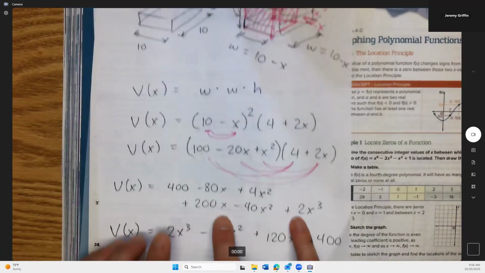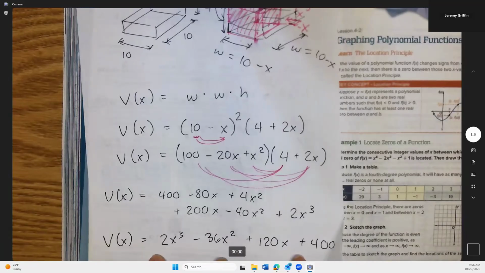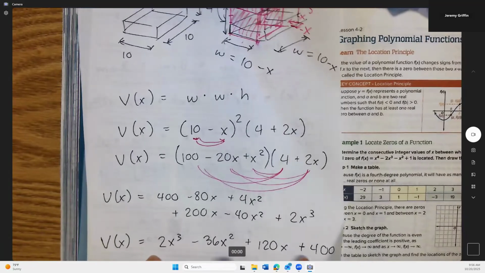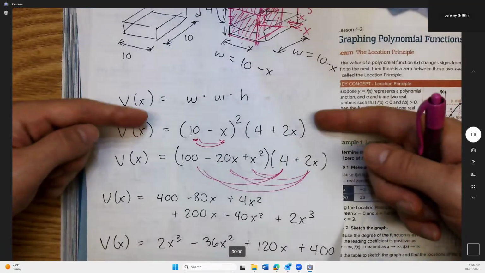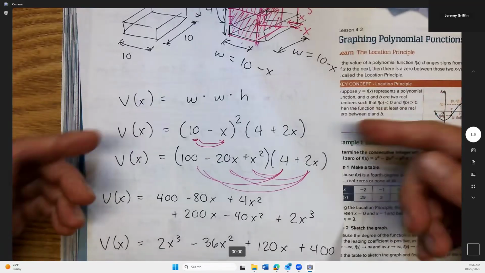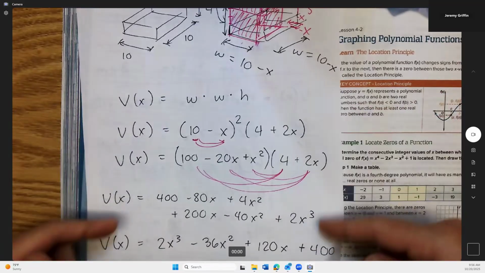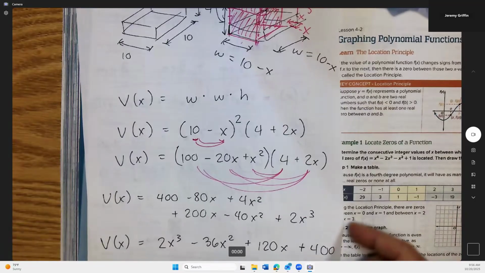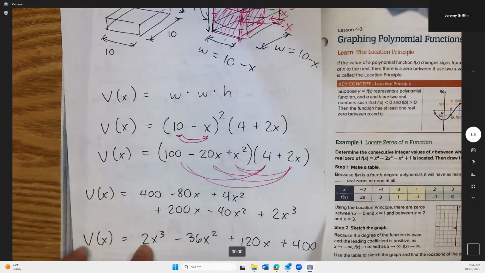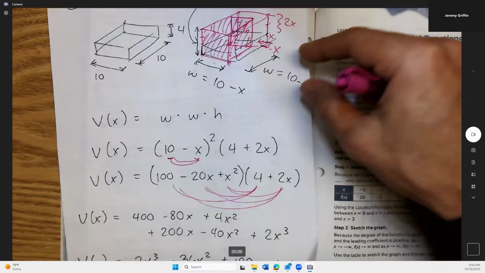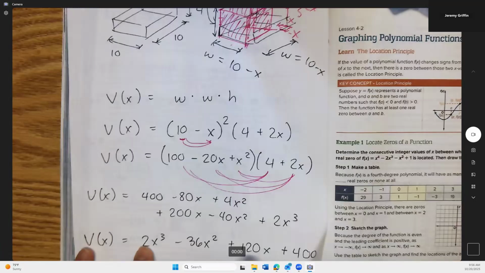It creates a crazy looking polynomial, which if you clean it up, ends up looking like this at the end. Keep that in mind too. Sometimes they start out in factored form, but if you want standard form, you can just do a bunch of foiling until you get there. And from this point of view, here's the volume of some box that you can put anything in for x. So you get a box that looks like this.